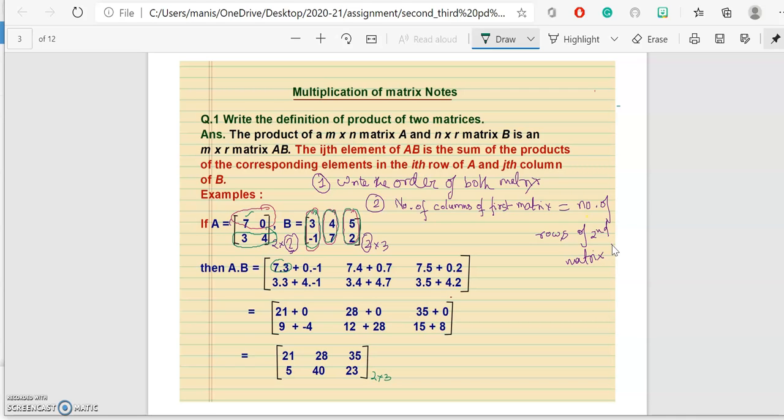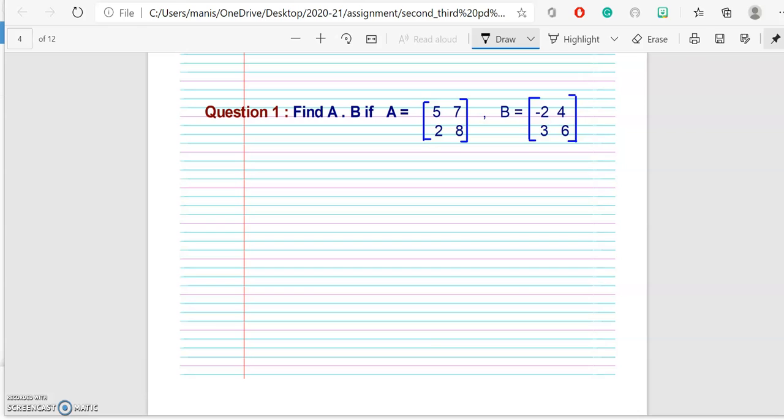I will be explaining to you in detail when I do the next problems in this presentation. Question says find A times B. If A is this, B is this. Step number 1, you will look for the order of this matrix. So the order of this matrix is 2 by 2. 2 means what? Row, and the other means what? Column. This is also 2 by 2. This is your row, this is your column.